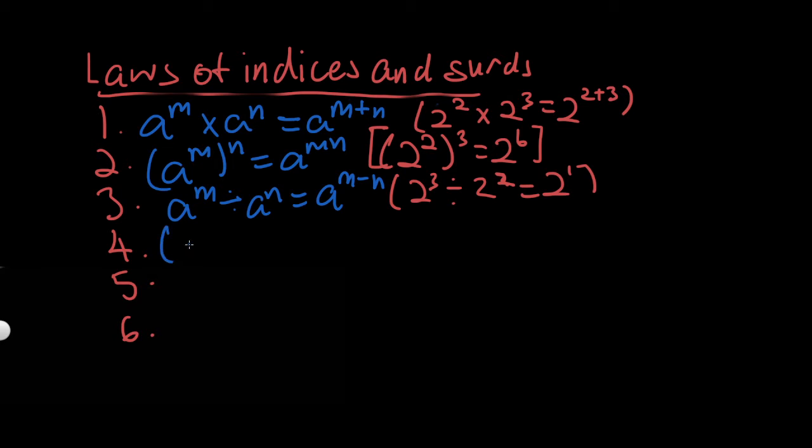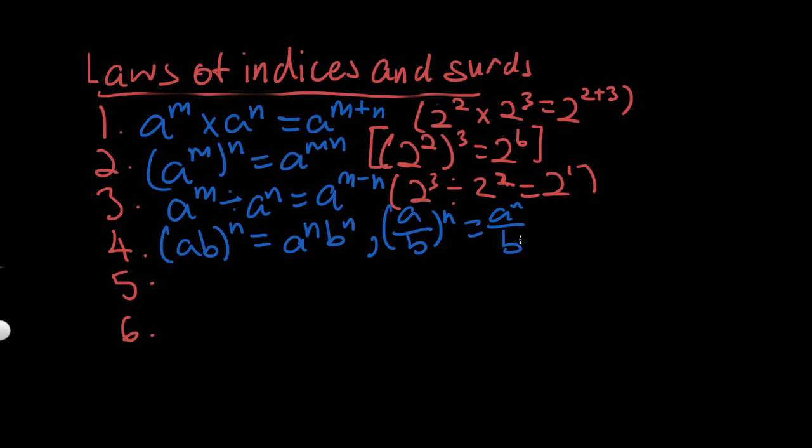Final stuff. a b to the power n equals a power n times b power n. Same holds true for a over b to the power n equal to a power n over b power n.